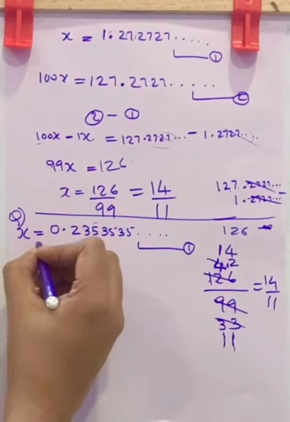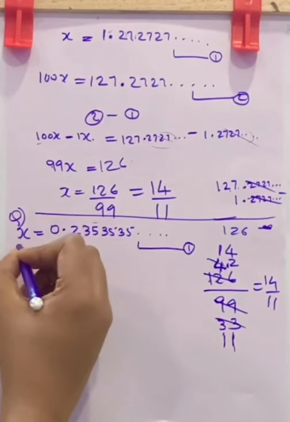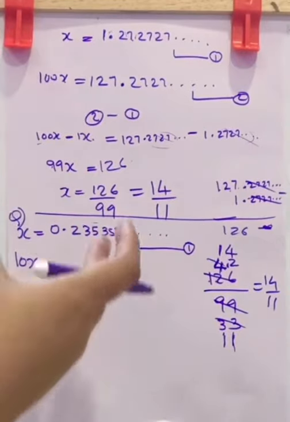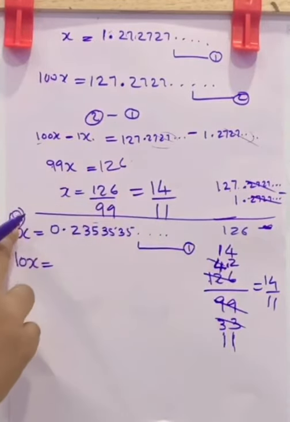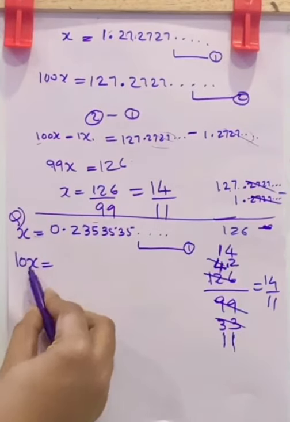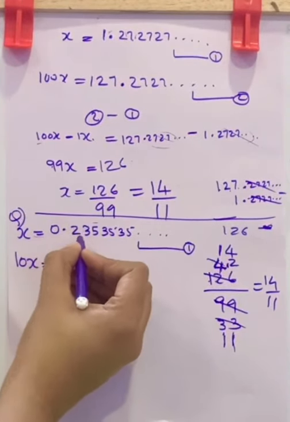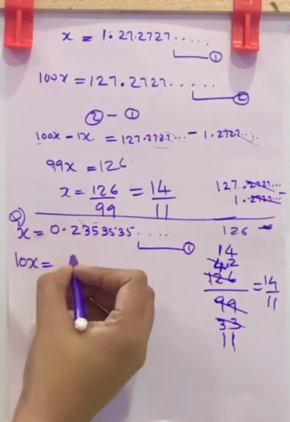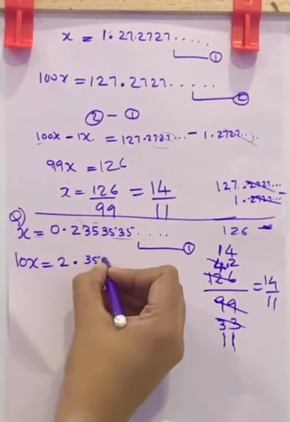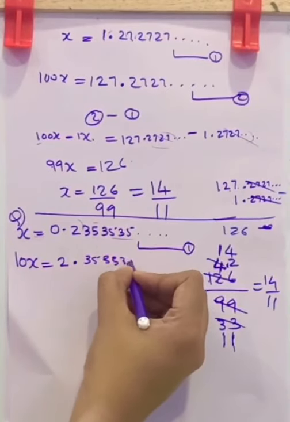So multiplying with 10, it becomes 10x is equal to, whatever you multiply on the RHS, you want to multiply on the LHS also. Then only the equality balances. Okay. 10x is equal to, then here the point jumps to the right side. It becomes 2 point, then there will be 35, 35, 35, 35, 35, etc.